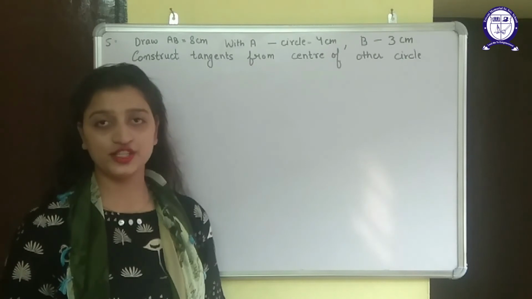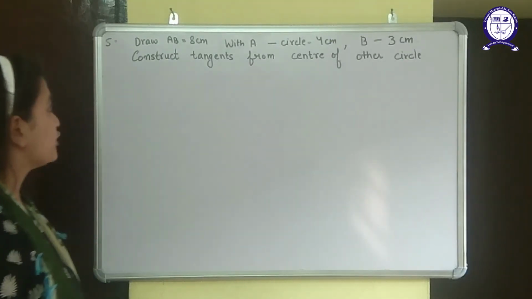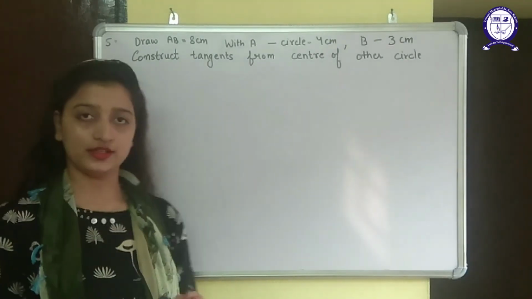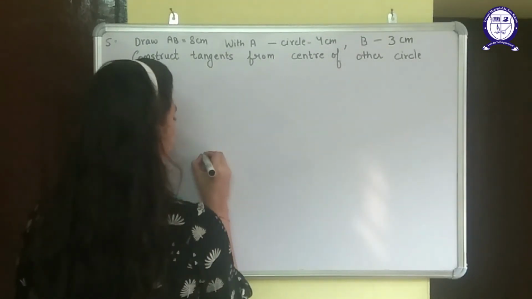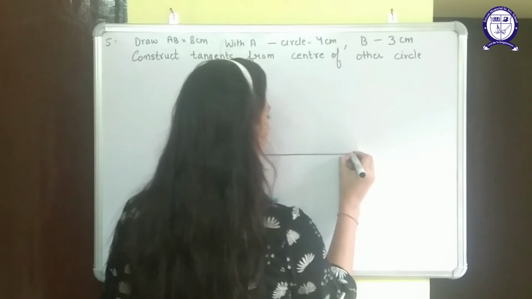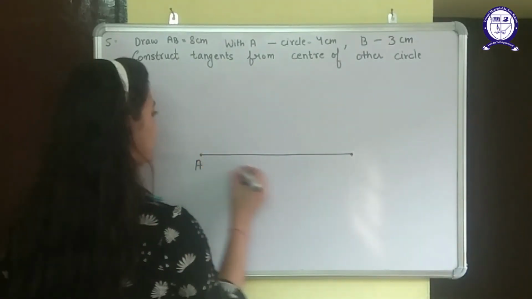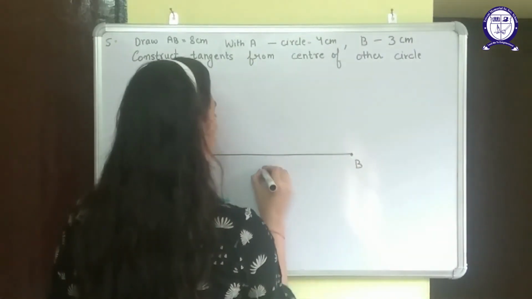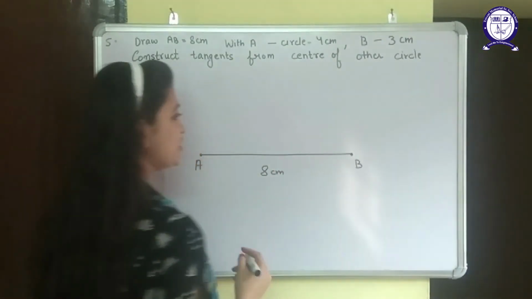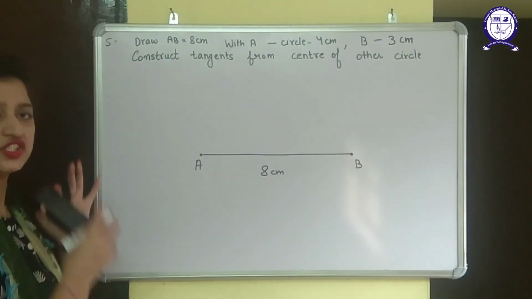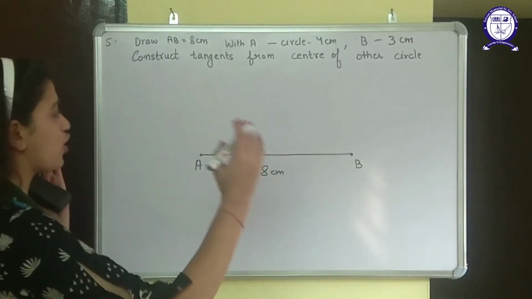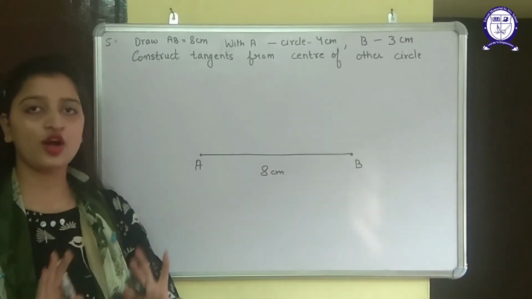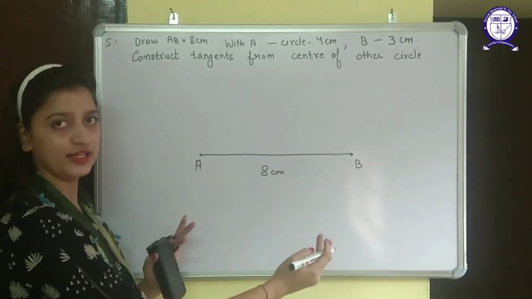Now coming to the question number 5. Draw AB 8 cm. Okay. First of all, we will draw a line AB of 8 cm. Okay. In these questions, draw whatever the question is saying. Go with the flow of the question. Question says draw AB of 8 cm. Stop there and draw AB of 8 cm.